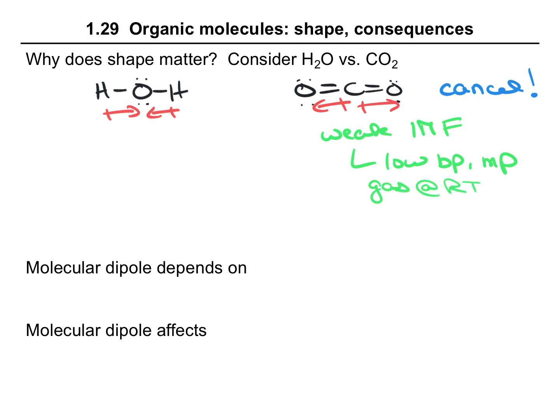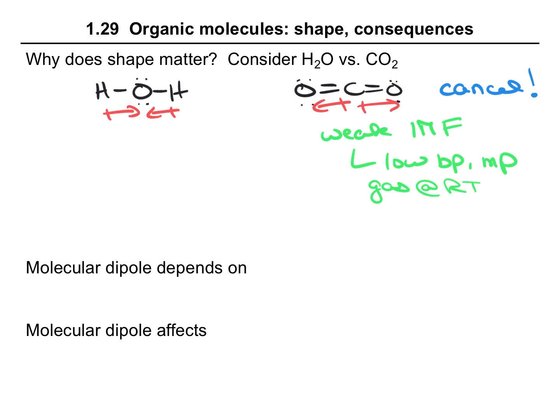So if the same was true for water, and this bond dipole cancels with this bond dipole, then we would expect water to have no dipole. It would also have weak intermolecular forces. It would also have a low boiling point, low melting point. So water would also be a gas at room temperature, which means life on Earth could not exist as we know it. So yes, shape is important.